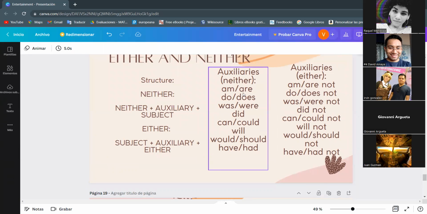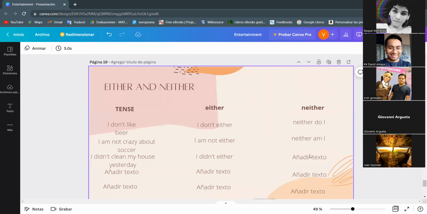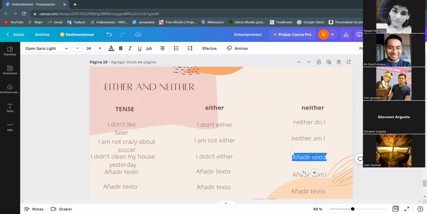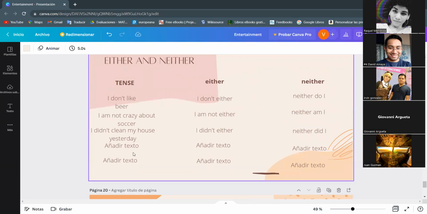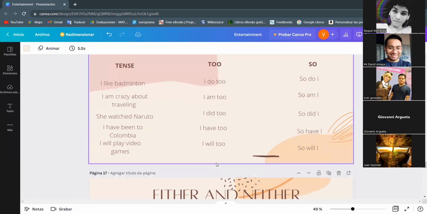Good. For neither, we use the auxiliary in a positive way. So saying neither didn't I is not correct. You say neither did I. Neither did I. Good. Okay. So another example.